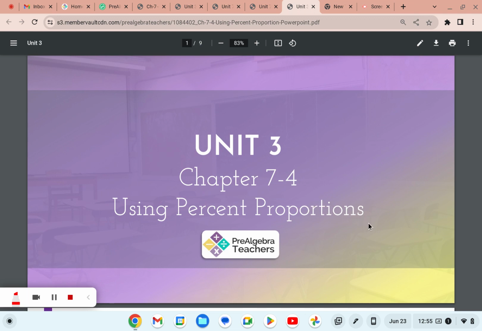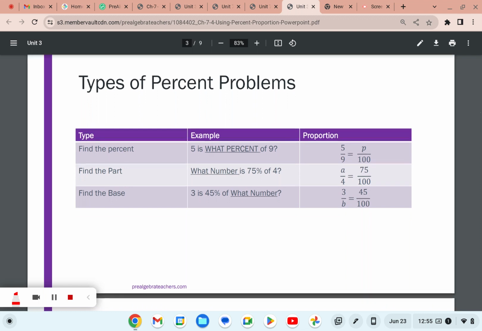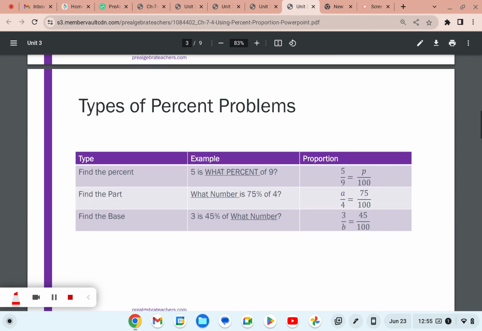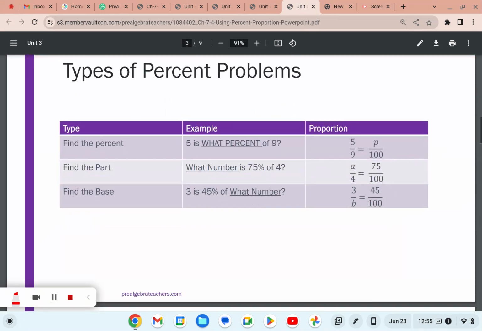We worked on this just this past week, and you all are going to be working on your extended practice pages. I want to make sure that we have a relatively clear understanding of what we're looking for when we talk about percent proportions.